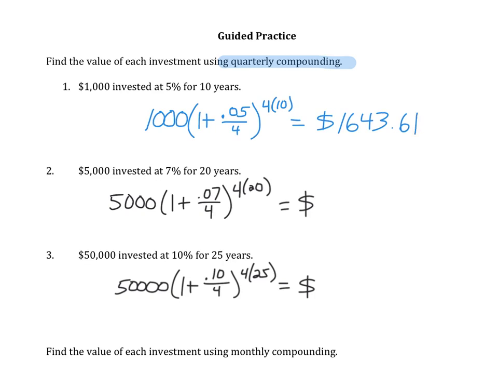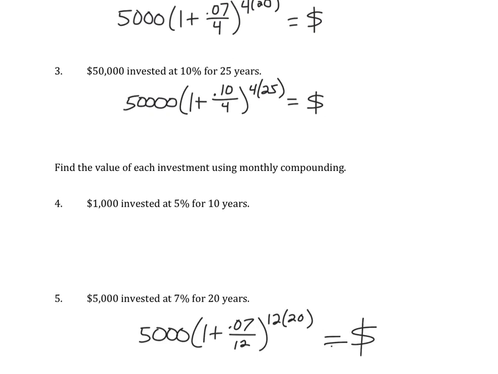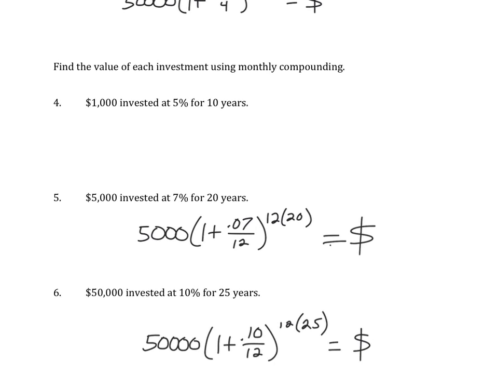All right, let's contrast that with the same situation, but monthly compounding. So $1,000 invested, 5% for 10 years, except this time your money grows monthly instead of quarterly. We should end up ahead. Let's find out. We're going to take that $1,000. We're going to once again grow it, so 1 plus something. It's the annual interest rate divided by the number of times it compounds in a year. This time it's 12 times per year with monthly.